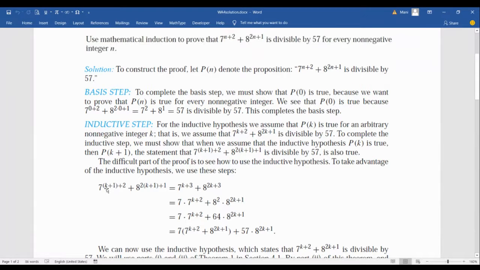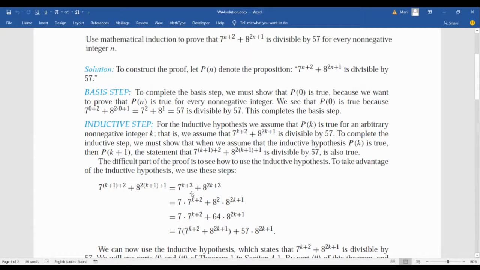So what do I do? I add 1 to k. So instead of n, now I will have k plus 1 here and k plus 1 here. So this is the proposition that I will have. Now, what should I do? I should somehow try to find this term inside it as a factor so that maybe I can show that this is true. Let's see.